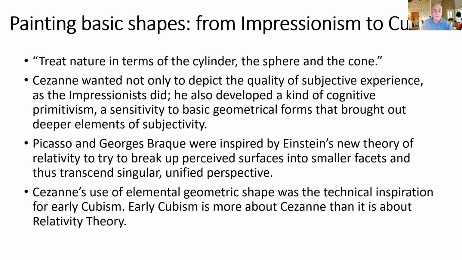Painting from basic shapes. And of course, this is the reason why we say that Cezanne is a major source and influence on Cubism. And this is a major reason why Picasso always says such definitively wonderful things about Cezanne, which he always does. Treat nature in terms of the cylinder, the sphere, and the cone. Interestingly, there are all these geometrical shapes in nature, as of course Cezanne can see with his own eyes.